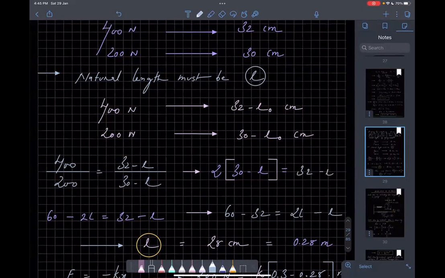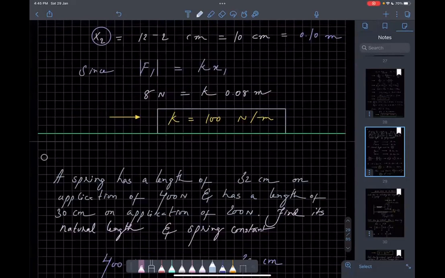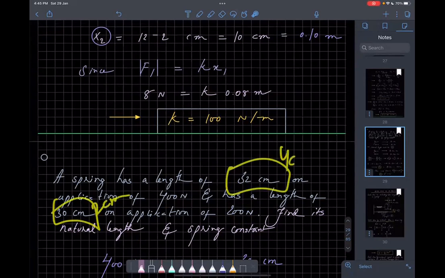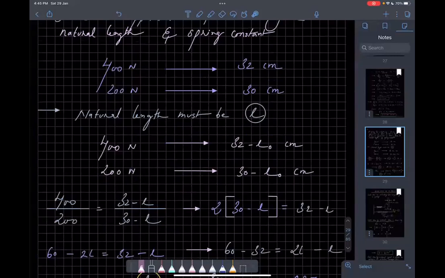तो मैं ये गेस करके करो बोला. 400 पे 32 था, 200 पे 30. So you can just understand that whatever extension is on application of this force, compared to that it should be double on the application of this force. Clear? So guess करो, just देखो यहाँ पे 32 है, 30 है, तो obviously 28 से 30 हुआ होगा और ये 28 से 32 हुआ होगा, तो ये 2 सेंटीमीटर होता, ये 4 सेंटीमीटर होता. Clear?